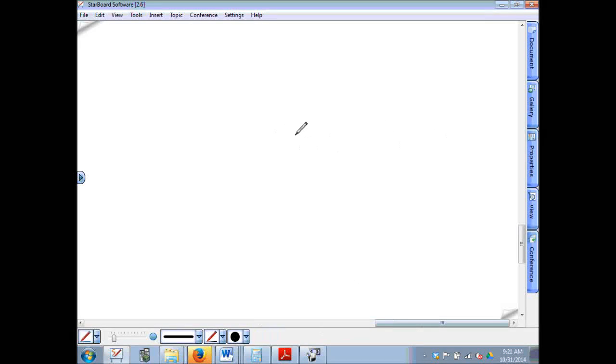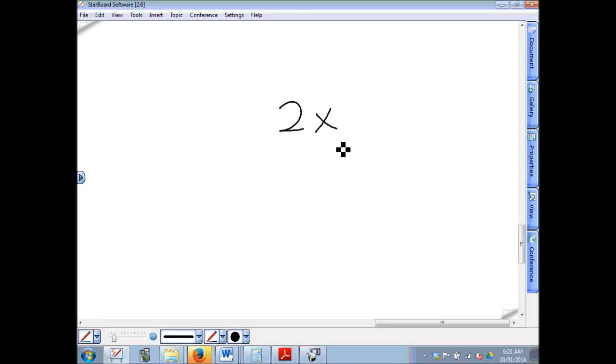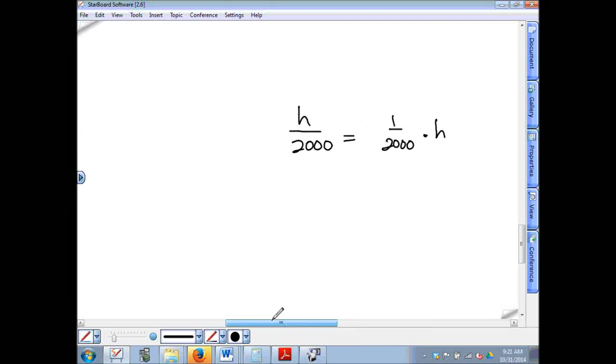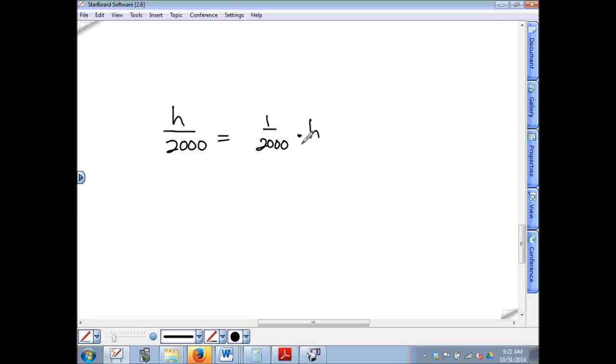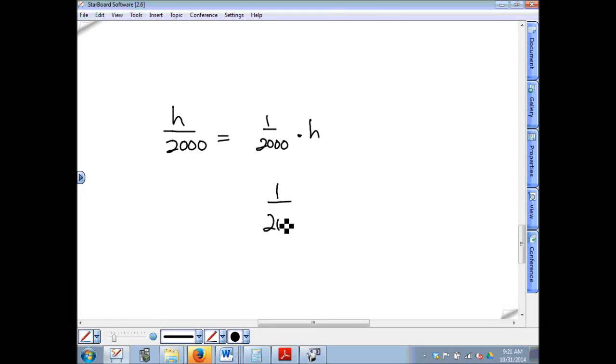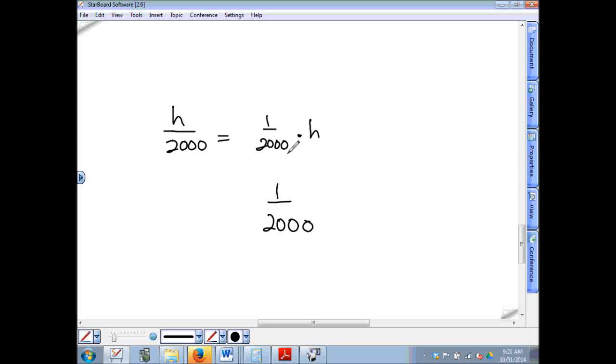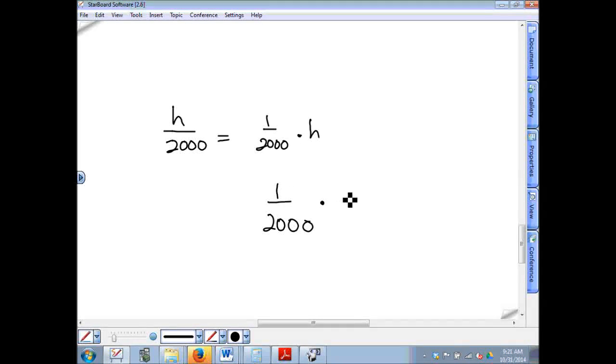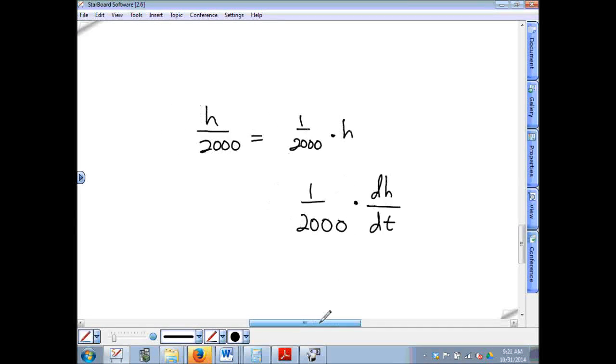Okay, let me show you something easier. What about this? What's the derivative of that? 2. Just 2, right? So then over here, what's the derivative of this? 1 over 2,000. But remember, we're taking the derivative with respect to time. So it's 1 over 2,000 times dh dt. We good now?